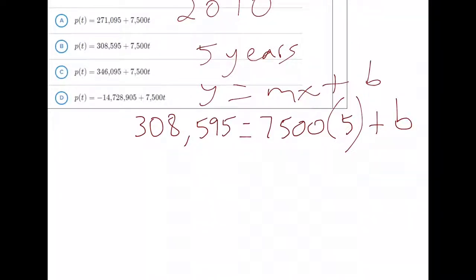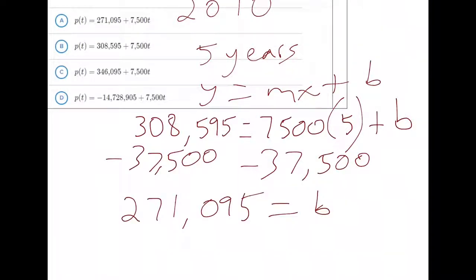7,500 times 5 is 37,500. When we subtract this from both sides, we get that our b value is 271,095. That's why A is correct.